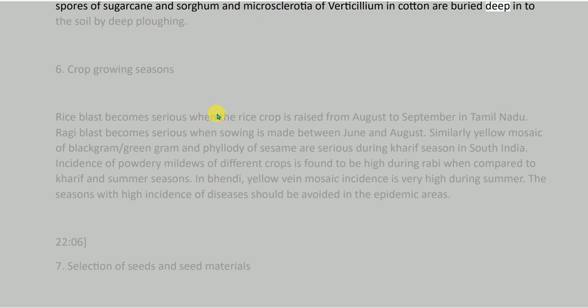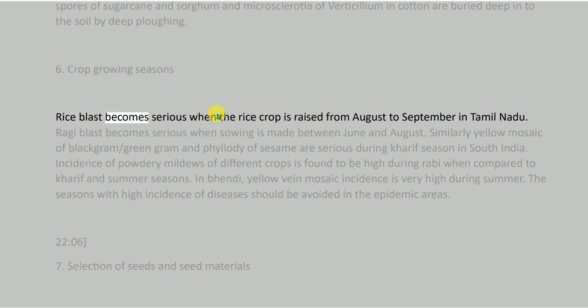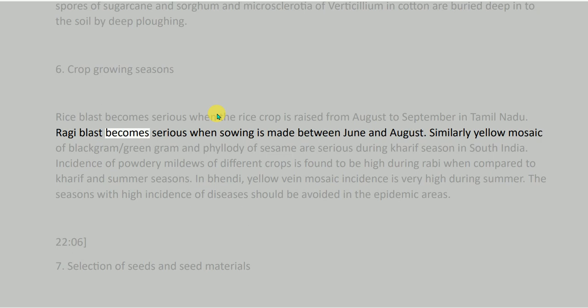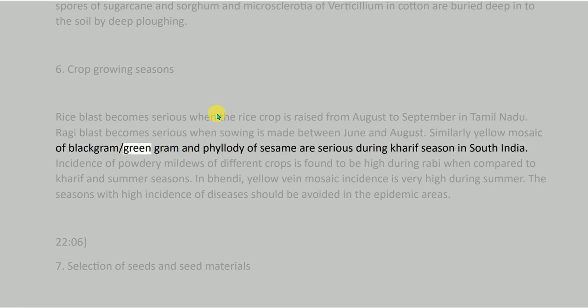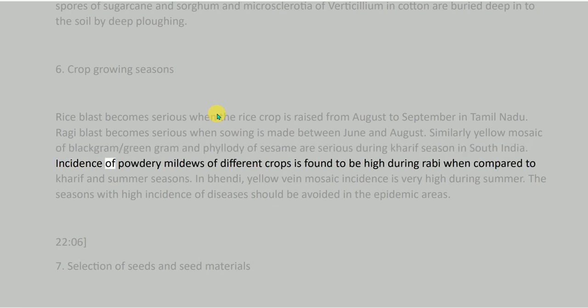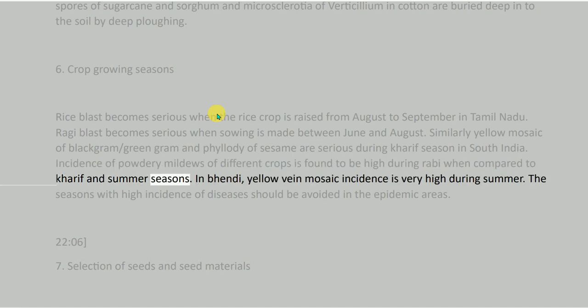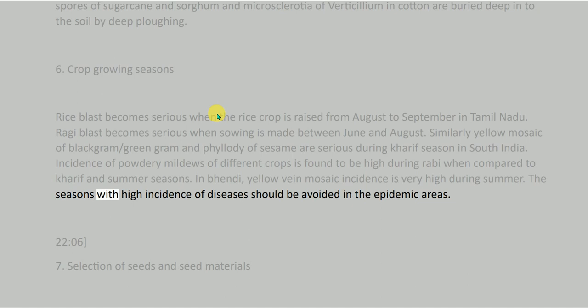6. Crop growing seasons. Rice blast becomes serious when the rice crop is raised from August to September in Tamil Nadu. Ragi blast becomes serious when sowing is made between June and August. Similarly, yellow mosaic of black gram, green gram and phyllody of sesame are serious during Kharif season in South India. Incidence of powdery mildews of different crops is found to be high during Rabi when compared to Kharif and summer seasons. In Bhendi, yellow vein mosaic incidence is very high during summer. The seasons with high incidence of diseases should be avoided in the epidemic areas.